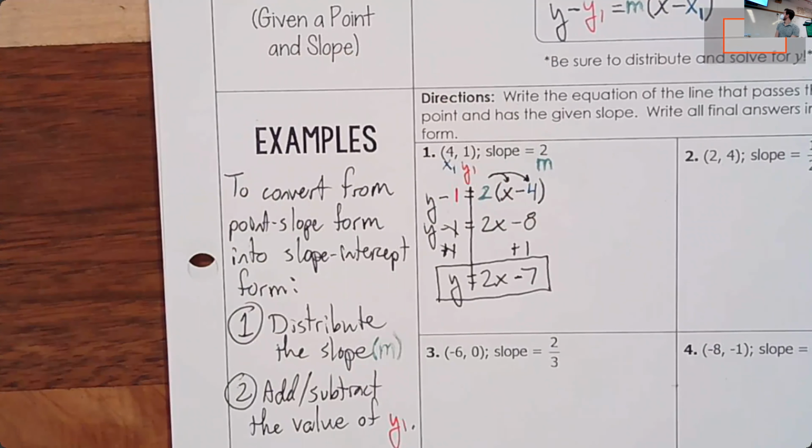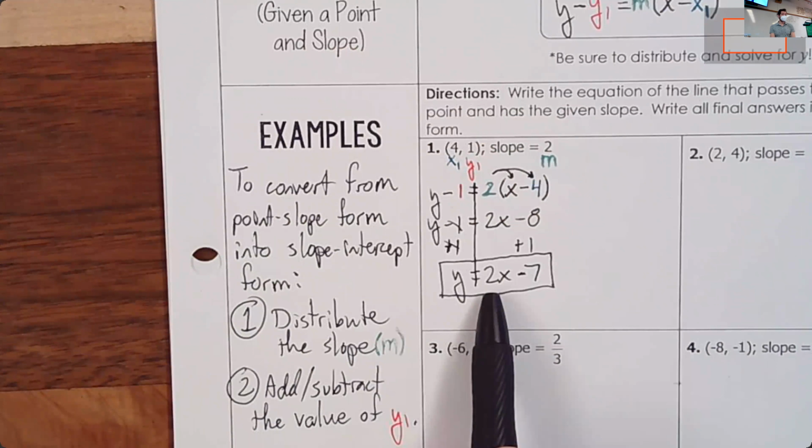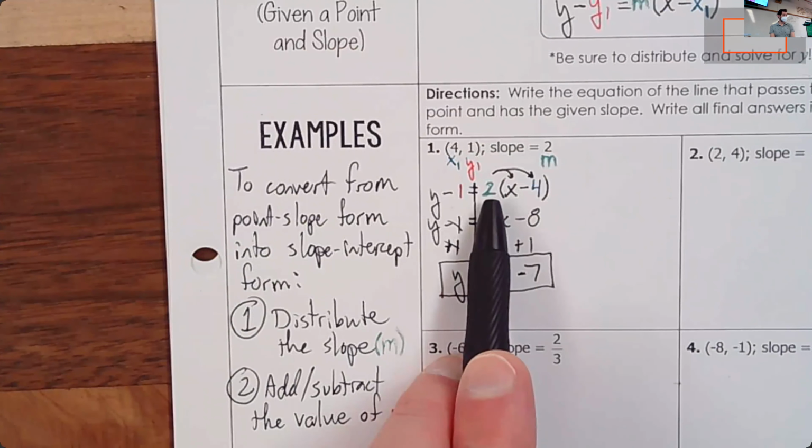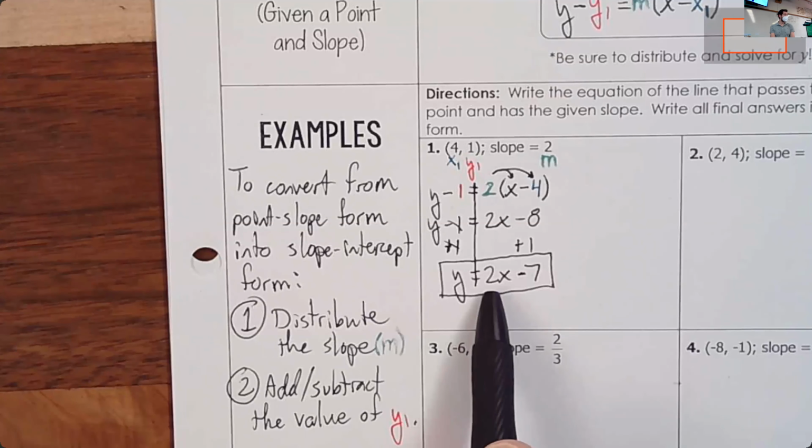So this line, we already knew it had a slope of 2. And if we take a look here, it still, in the final answer, has a slope of 2, because even in point slope form up here, we have a slope of 2. And then in slope intercept form down here, we have a slope of 2, which makes sense because it's the same line.